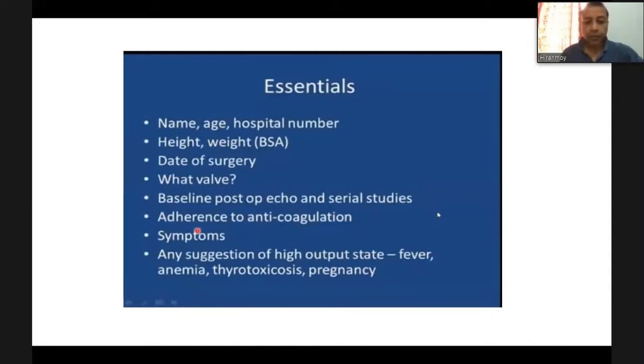And symptoms: why is the patient going for an imaging study, is there any symptom or not, and which type of symptom. Any suggestion of a high cardiac output state, such as fever, anemia, thyrotoxicosis, or pregnancy, because a high output state causes some derailment of the hemodynamic profile, and in prosthetic valve evaluation the hemodynamic profile is very important to detect whether the valve is stenotic or not. So these parameters are very essential before going for imaging of a prosthetic valve.